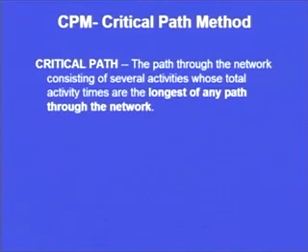So, let us see now what is the critical path method. Critical path: the path through the network, considering the several activities, whose total activity times are the longest of any path through the network. So, this is the critical path. As I have already told in the previous slide, there will be multiple paths within the network. There were 2 paths in the previous slide which we have seen. The network consisted of 6 different activities and there were 2 parallel paths running from the start till the end of the project.